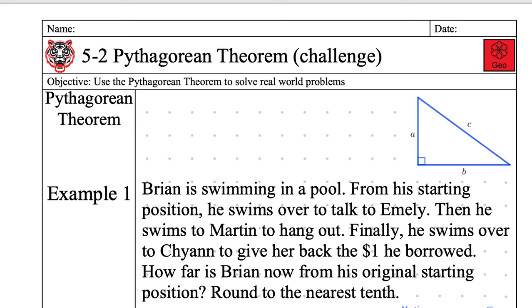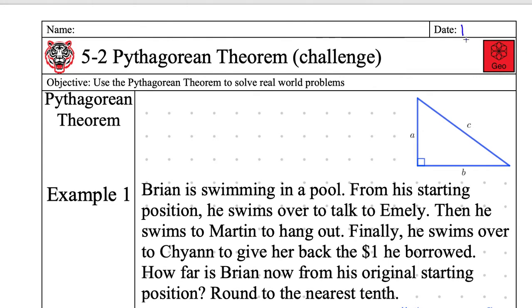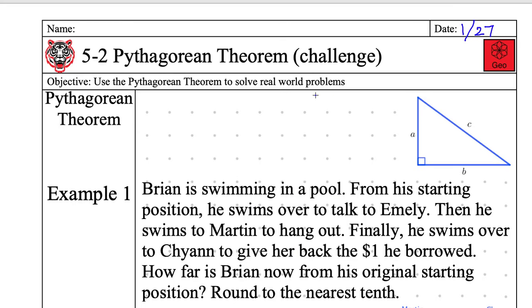Today's date is Monday, January 27th, 2020. We are doing the Pythagorean Theorem challenge today after doing a bunch of different proofs on Thursday and Friday.